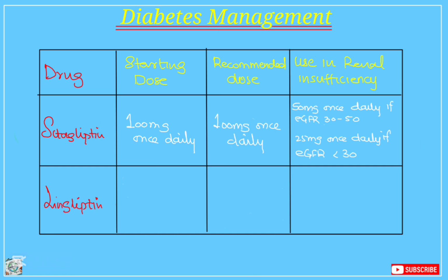On the other hand, linagliptin is the exception. No dose adjustments needed no matter the kidney function. The starting dose is about 5 mg once daily with the recommended dose of about 5 mg once daily as well.